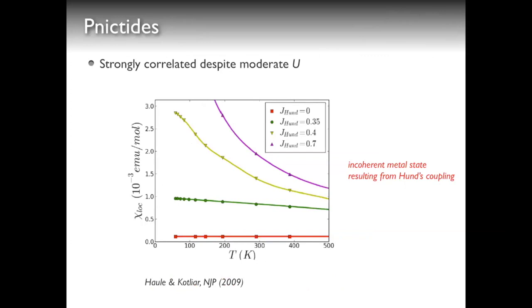Now, as you have seen in the previous talk, pnictides are also very prominent materials where this spin freezing plays an important role. And here I plot the figure from the early paper of Haule and Kotliar, where they showed how this local spin susceptibility increases as a function of Hund coupling. And what this shows in my language is this crossover from the Fermi liquid into the spin-frozen regime as a function of the Hund coupling parameter.